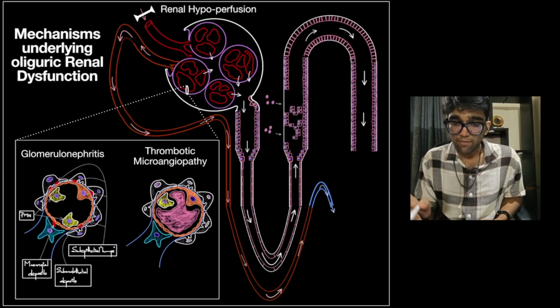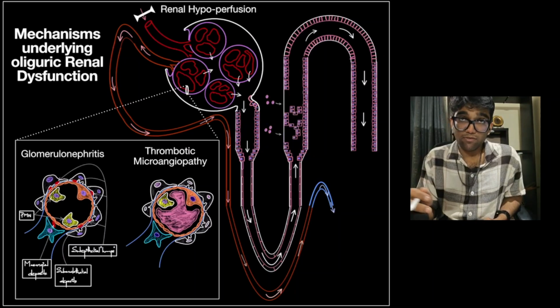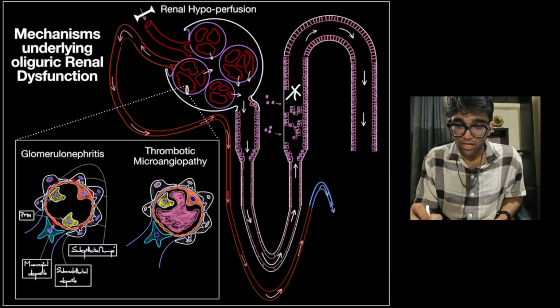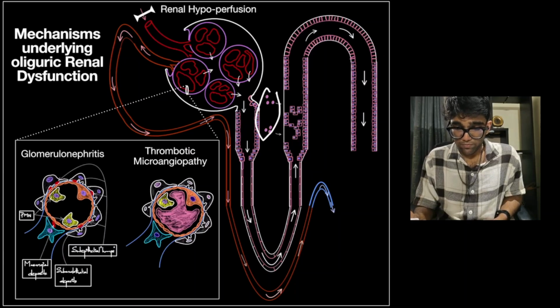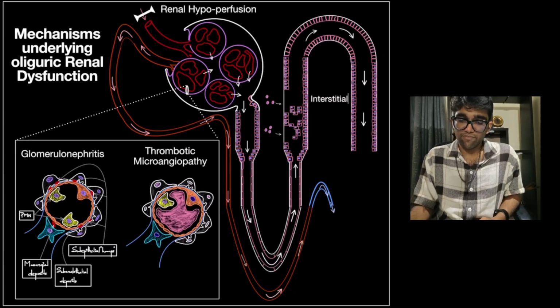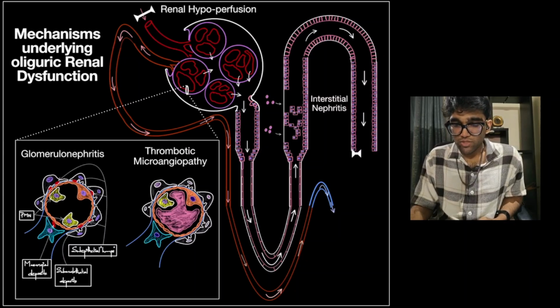The fourth thing that might happen is that you may have some crystals getting deposited here, or you may have an interstitial infiltrate that then causes damage to the epithelial cells, which then desquamate and obstruct the lumen of the tubule. So this would be called interstitial nephritis. And finally, you could have a postrenal obstruction.